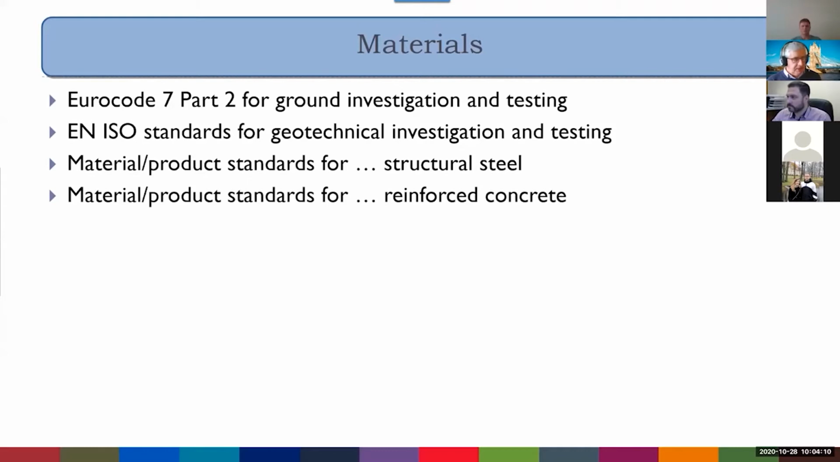For other materials, again, there is a wide range of standards available for structural steel, for reinforced concrete, timber, aluminium, you name it, there are other standards. I'm not going to cover all of those. There's way too many to cover in this particular course. I'm going to concentrate on the ones I'm showing here.